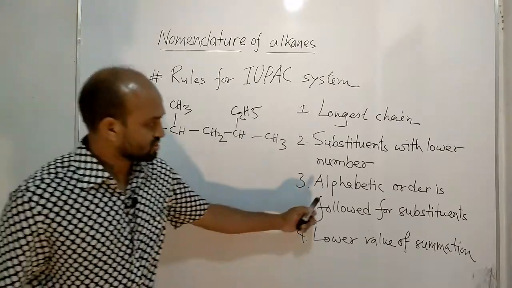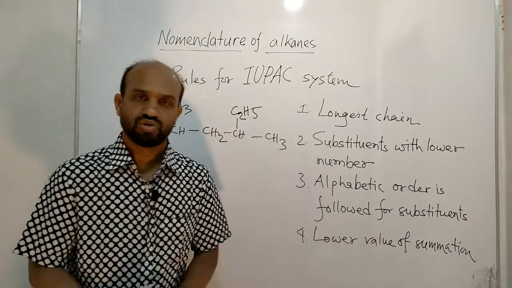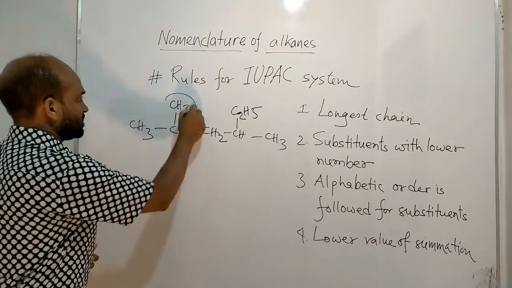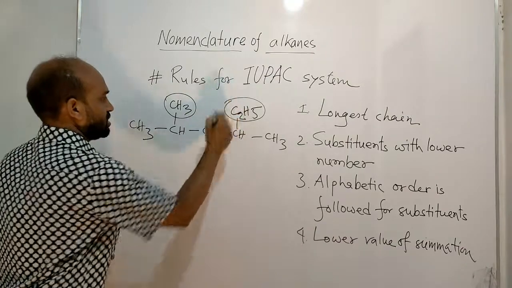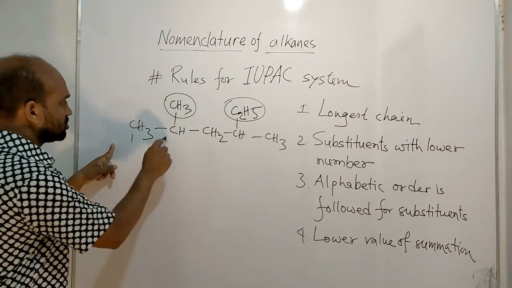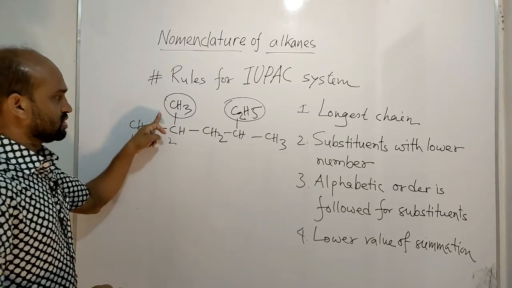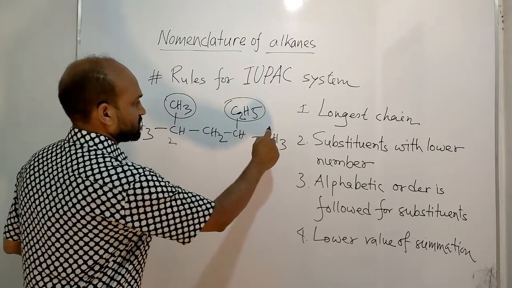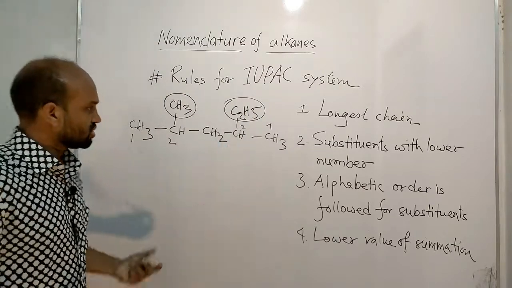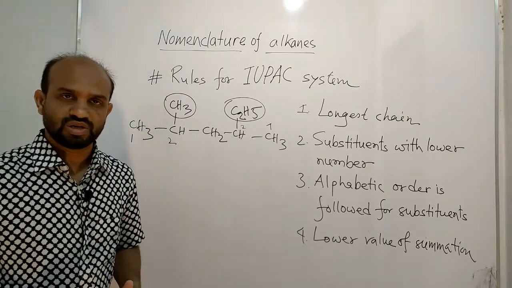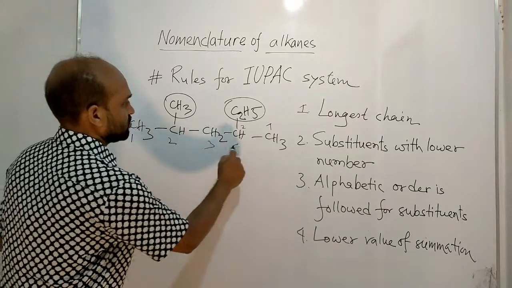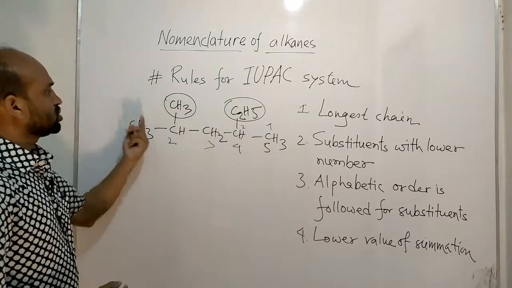The third point is alphabetic order is followed for the substituents. Here, what are the substituents? Methyl and ethyl. If the carbon atoms are numbered from the left, then 1, 2, there are substituents at 2 positions, and if it is numbered from the right, then also 1, 2 at 2 substituents. So numbering is not the problem here. Let's see what is the problem. 1, 2, 3, 4, 5.